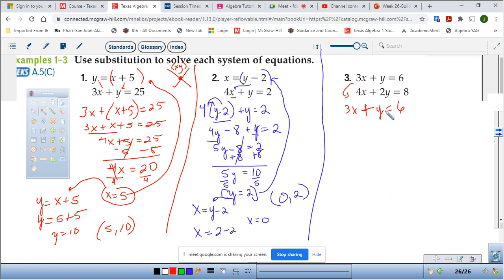Get that y by itself. You put both next to each other. So I'm going to solve for y, right? I'm going to minus 3x. This cancels out. We're left with y is equal to a negative 3x plus 6.